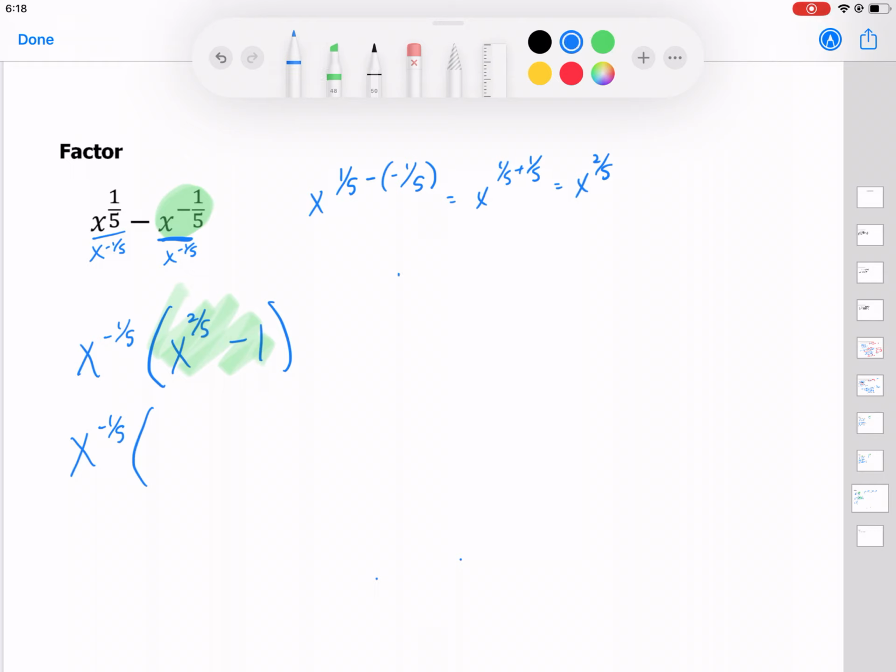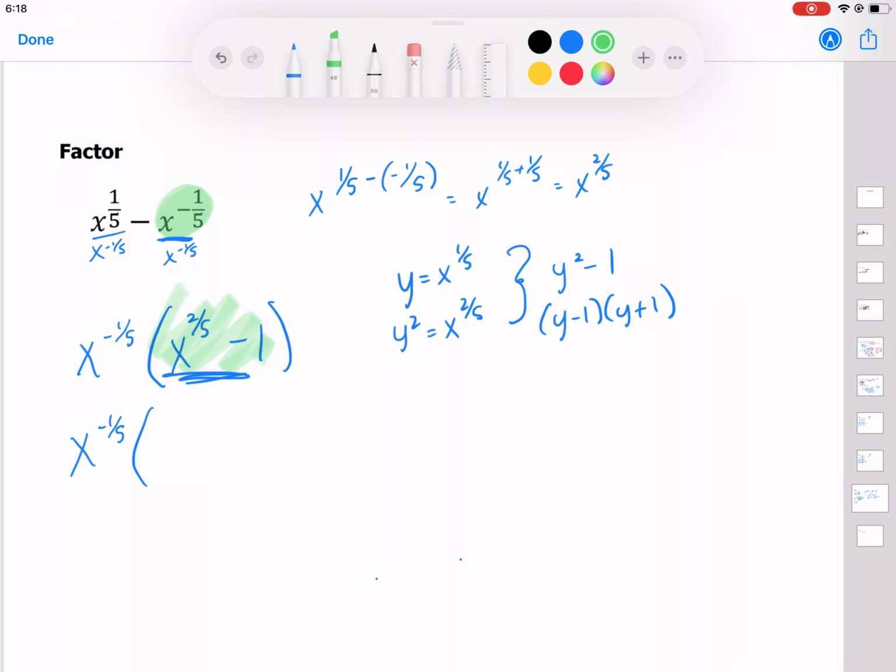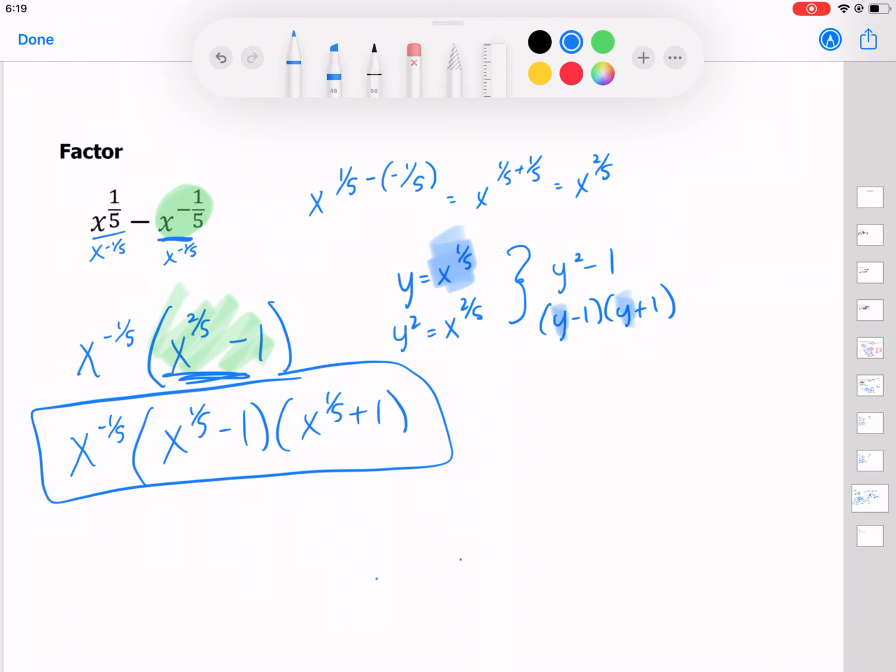Okay? So I'm going to go ahead and say y is equal to x to the 1/5. We're going to double that, and then say y squared is x to the 2/5. That way, if I do a substitution of just the highlighted part, we'd have y squared minus 1, which factors down to y minus 1 and then y plus 1. And then I can substitute the x to the 1/5 back into these y's to get my final answer of x to the 1/5 minus 1 and x to the 1/5 plus 1. It's kind of crazy, kind of fun.